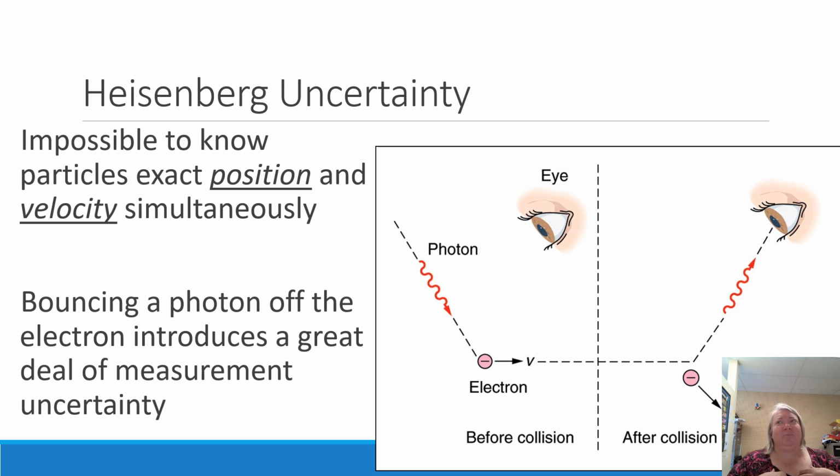So it turns out there's a lot we just don't know, and that's what Heisenberg uncertainty is going to emphasize. It's impossible to know the exact position and velocity of an electron at the same time. So what we're going to deal with is probabilities. It's likely that the electrons are going to be in these areas versus these areas.